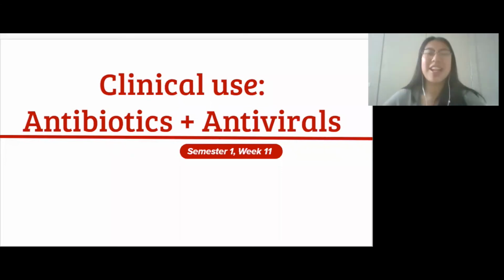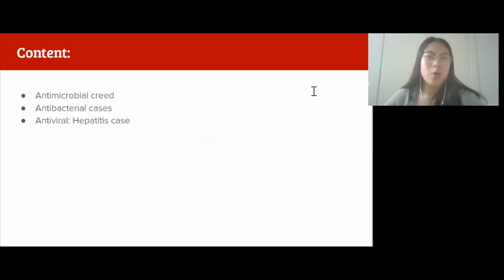Okay, so that takes us to the next part, being clinical use of antibiotics and antivirals. We'll be running over the antimicrobial creed, what that means. Let's have a look at a couple of antibacterial cases. I'll be running you guys through one, and then we'll finish off with the antiviral hepatitis case.